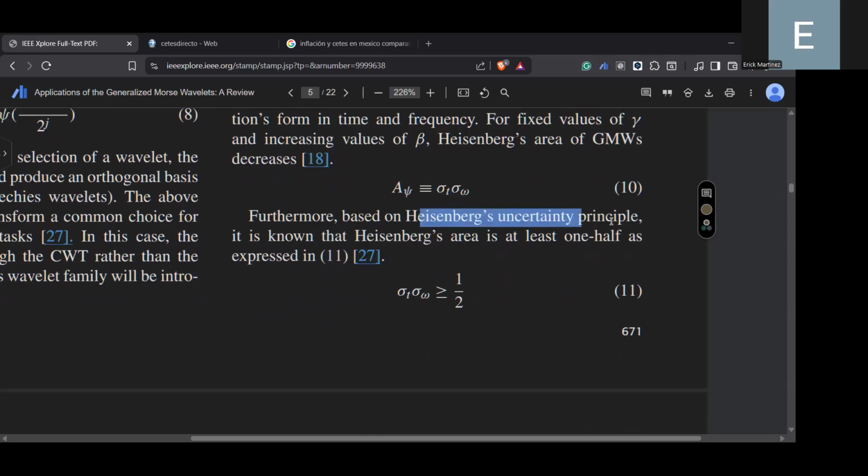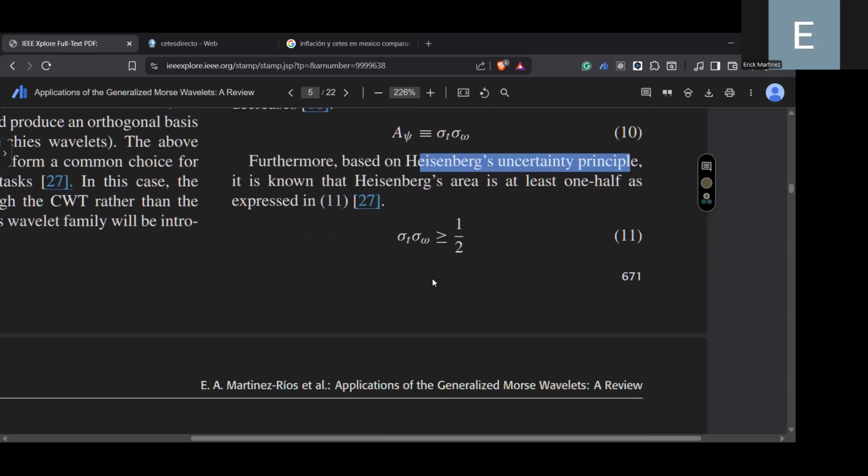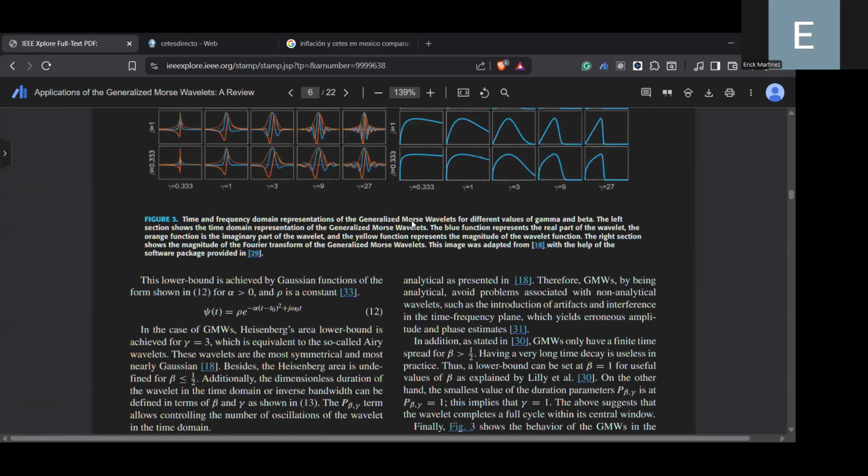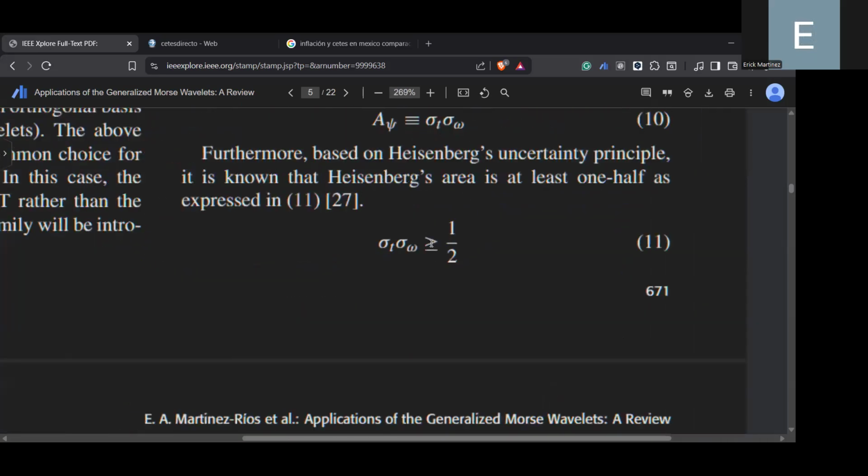Also, we know, according to the Heisenberg uncertainty principle, that this Heisenberg area has a lower bound of 1/2, or 0.5. That means that no matter which function we analyze to perform wavelet decomposition, we have this theoretical lower bound established by the Heisenberg uncertainty principle. And that is basically how much energy we can concentrate of the function in both domains simultaneously. But in the case of the generalized Morse wavelet, we will see later that we can approximate this lower bound when we set the value of gamma equal to 3.